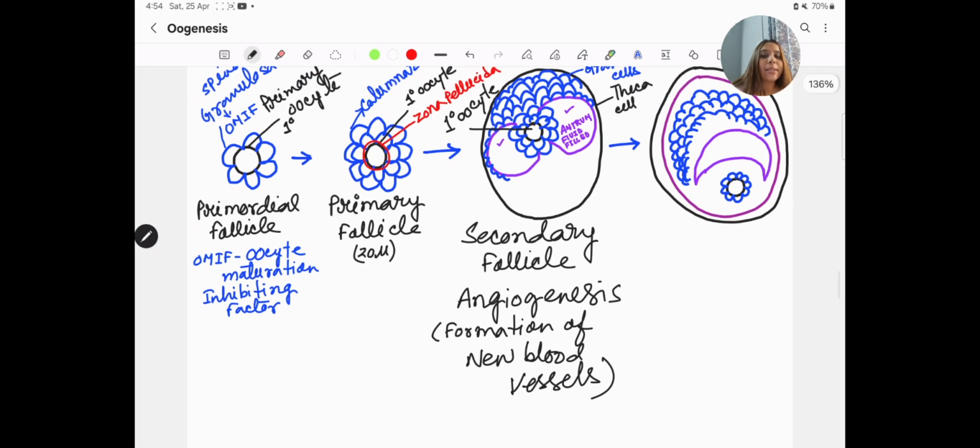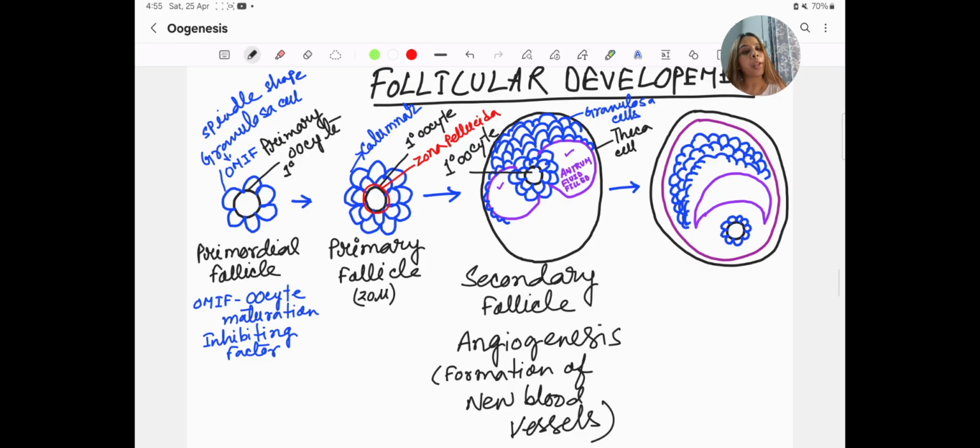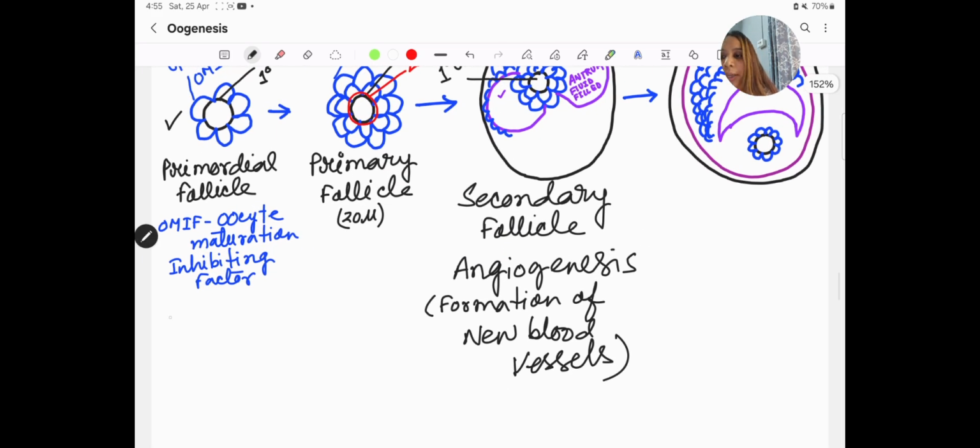So there is angiogenesis, that means formation of new blood vessels. You can ask me, ma'am, please tell us whether there are blood vessels present in the primordial follicle and primary follicle or not? I would like to tell you that the primordial follicle, that means this first step, is totally avascular. There are no blood vessels. It is completely avascular.